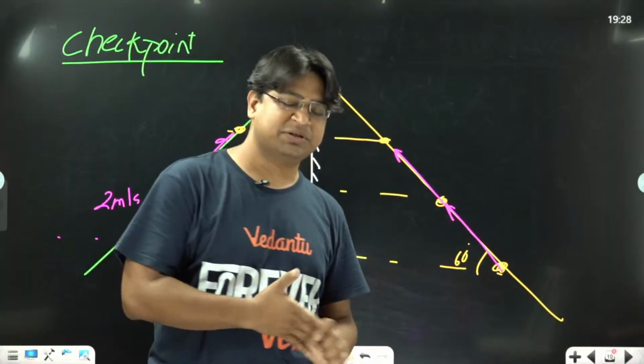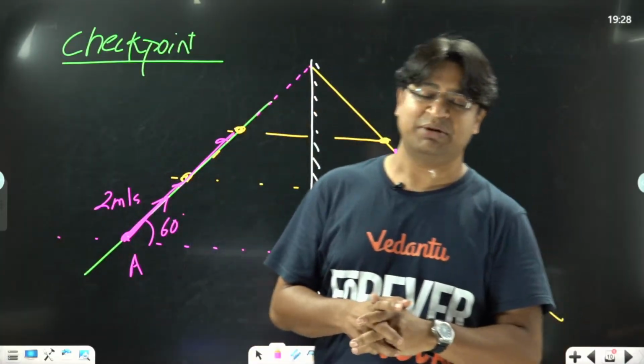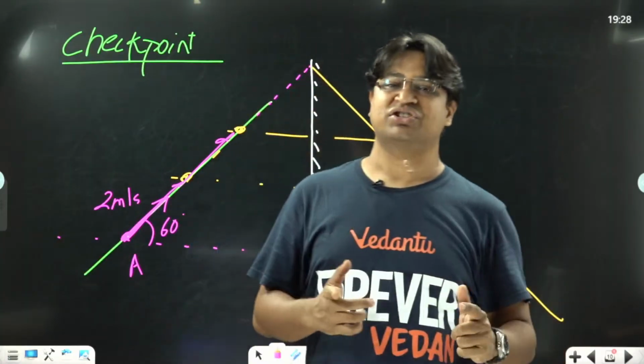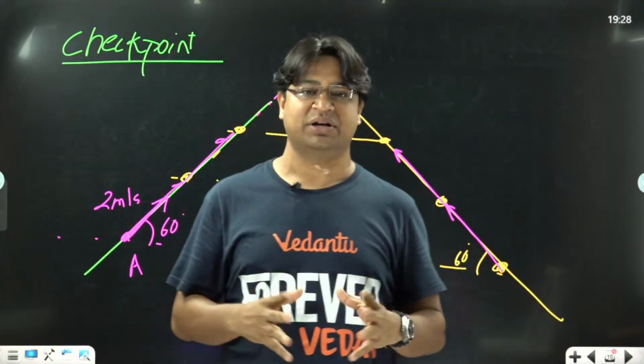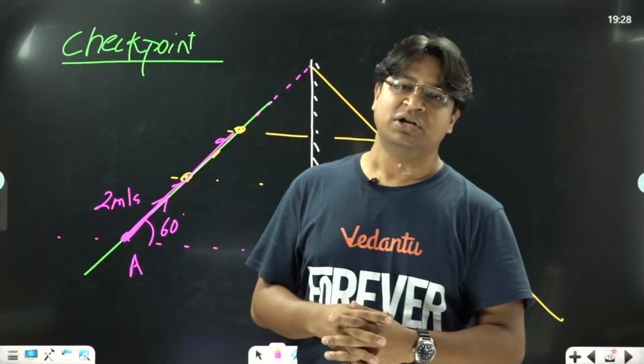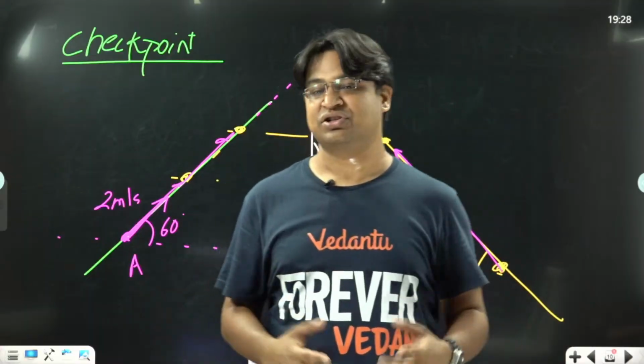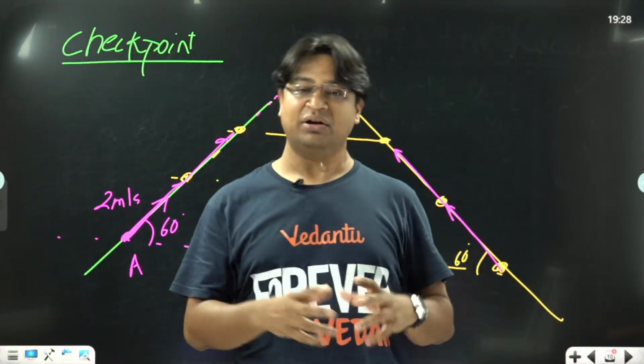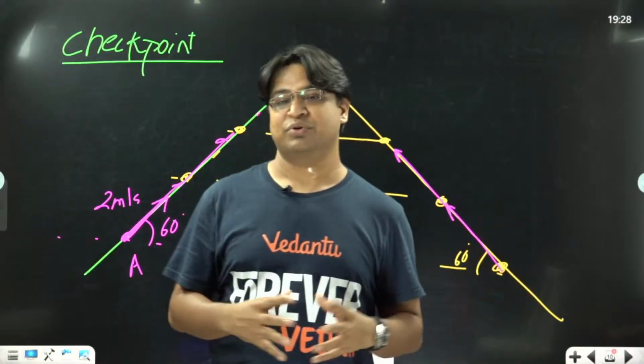So guys, these were the properties of the images formed by the plane mirror. In the next session, I am going to take care of the curved mirrors. That means we are going to talk about spherical mirrors, the concave mirror and the convex mirror. So that is what we are going to discuss in our next session. Right now, we have covered the plane mirror. Revise this topic and try out some questions also.